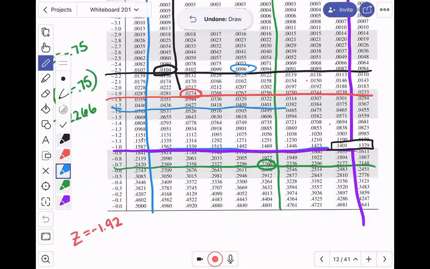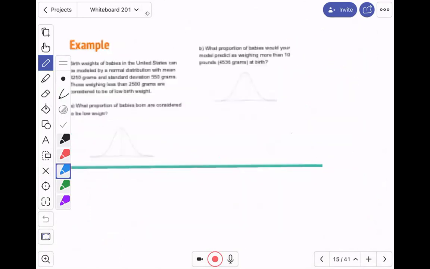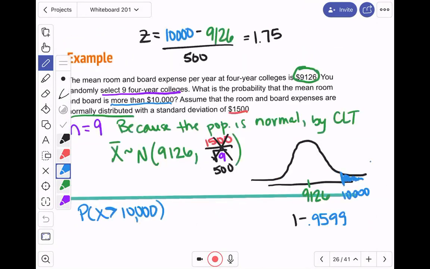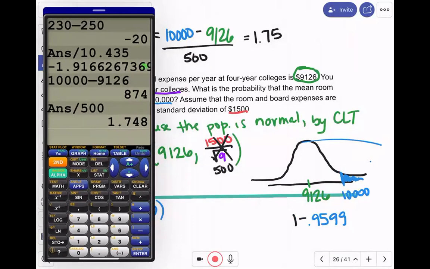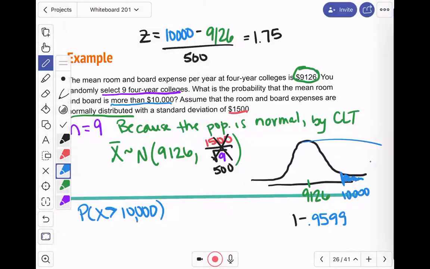Negative 1.7 is here, and that value right here is 0.0401. Let me make sure. Yeah, 0.0401 is the answer. If I do 1 minus 0.9599, I also get 0.0401. So the probability of being bigger than this value is 0.0401.